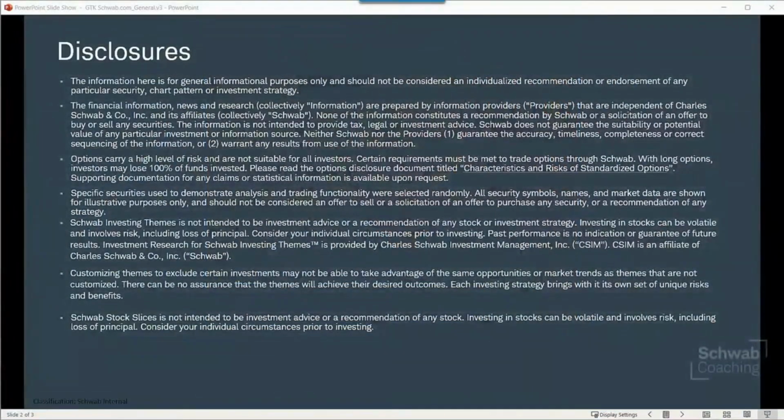Before we get too far into this, let me just mention that the information today is for general informational purposes only and should not be considered an individualized recommendation or endorsement of any particular security, chart pattern, or investment strategy. And all investing involves risk, including risk of loss.